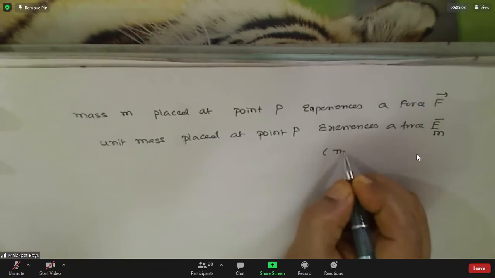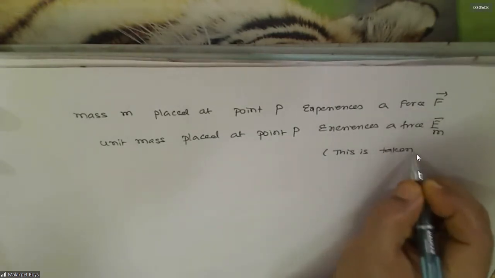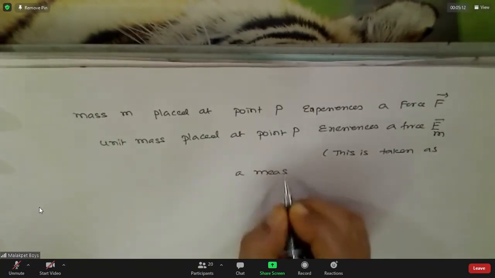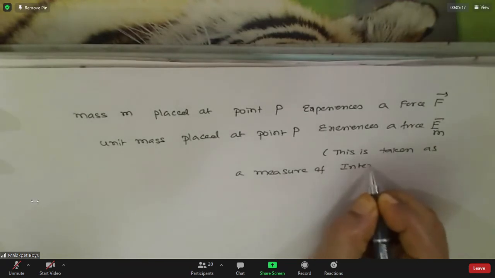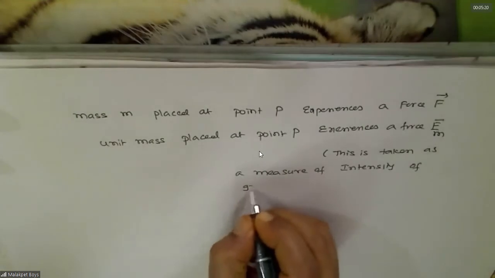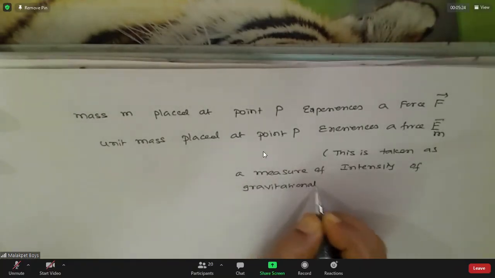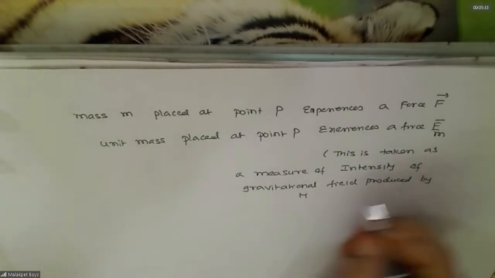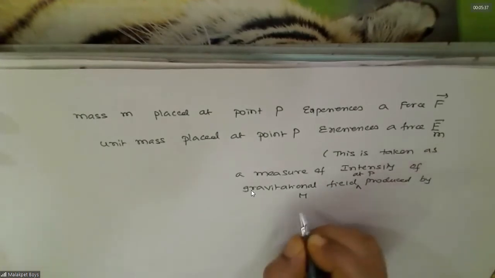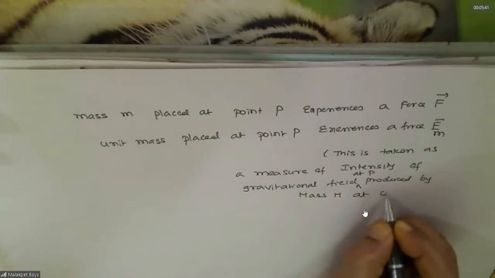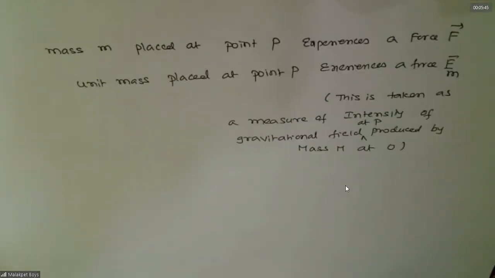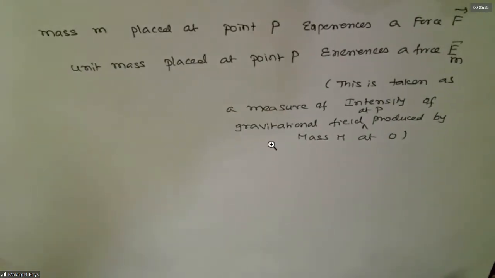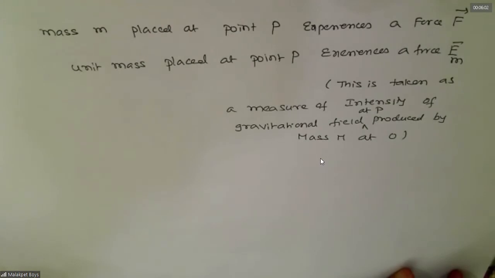Okay. This is called, as a measure of order. Understood this? Clear? See, to measure, we should keep on scaling, no? So what they thought is, unit mass, if it experiences more force, the field is more intense. If it experiences less force, the field is less intense. Understood this, isn't it? Understood, sir.